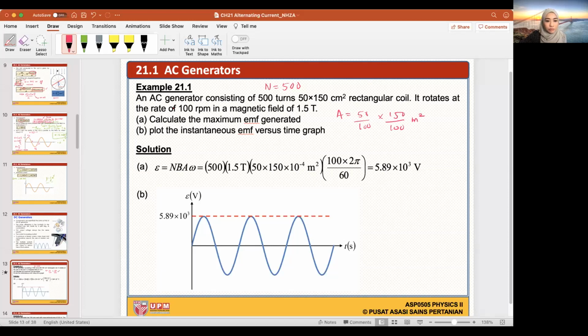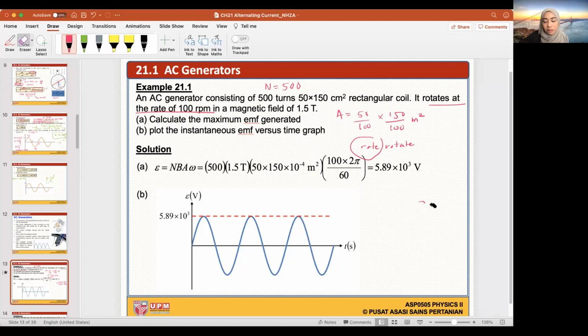It rotates at a rate of 100 RPM. It's talking about rate. When we have the word rate, it's always over time. So rotation over time is the rate of rotation. So what is rotation? When we are talking in radians, we are talking about 2 pi over time, or just radians over time. 2 pi is one complete cycle.